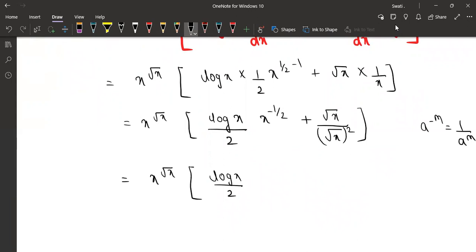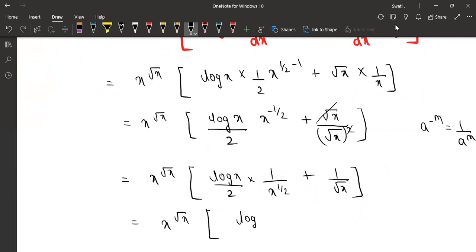So using this property of exponent, this will become 1 upon x raised to half, right? Here the square and the square root will get cancelled. So what we are getting is just 1 upon root x, right? And now in the last step, we can write this as x root x, and this will become log x upon 2. This is root x, right? x raised to half, we can just write as root x, and then plus 1 upon root x.